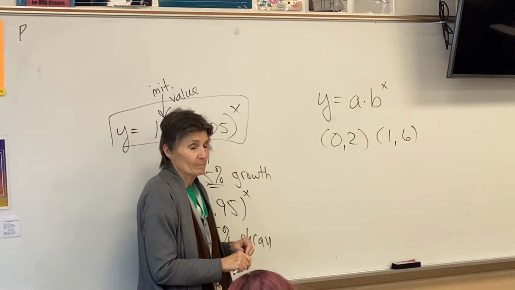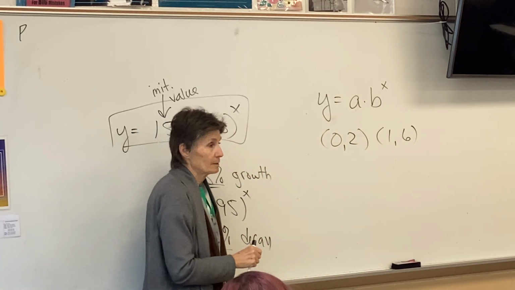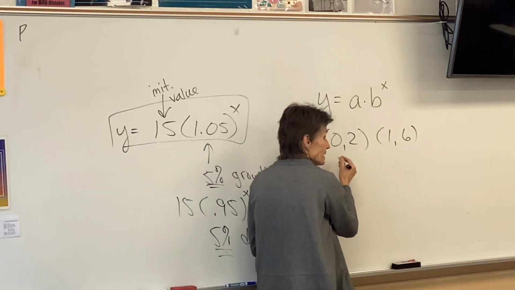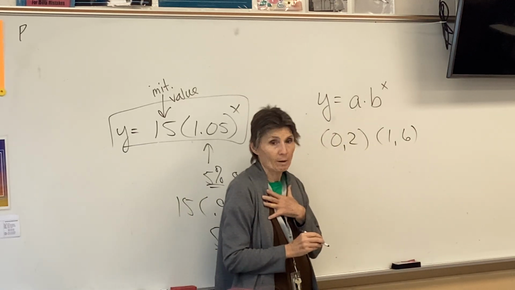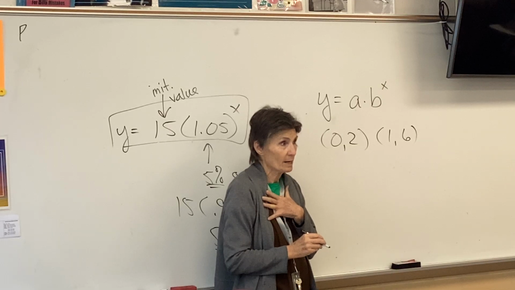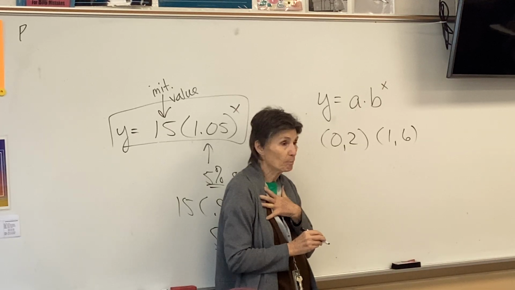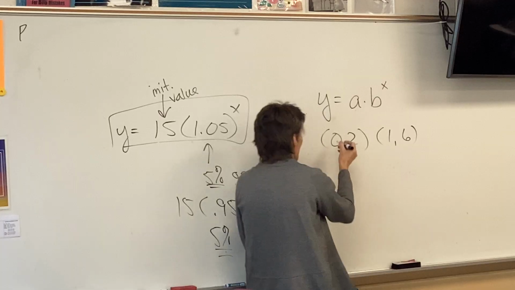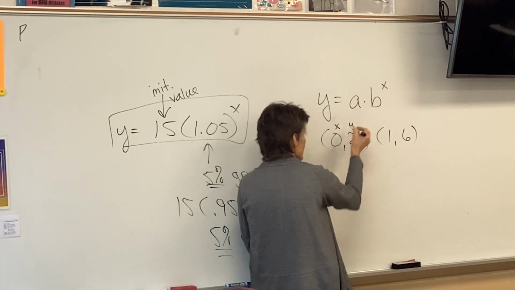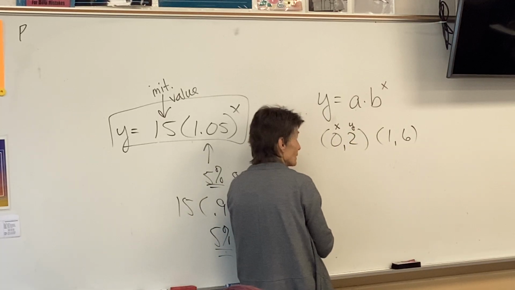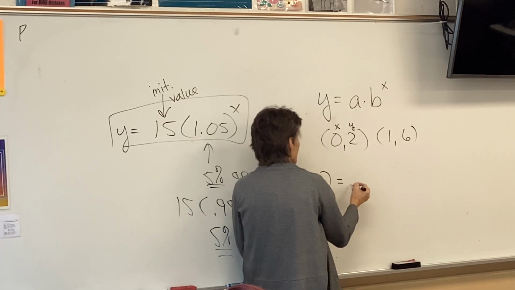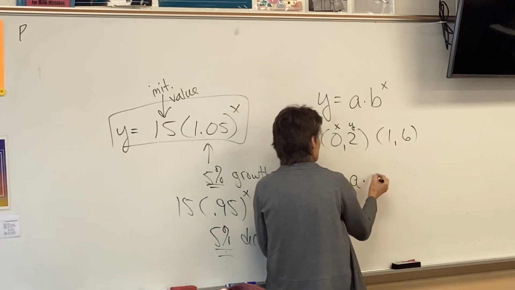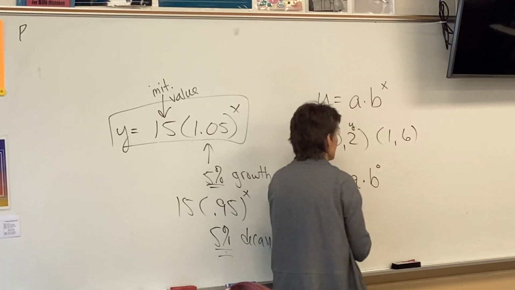Here we go. Step 1. Take the point with a 0. And I will always give you a point with a 0. That's where you start. Take the point with a 0. Remember, this is x and this is y. Plug it in. So 2 equals a times b to the 0.